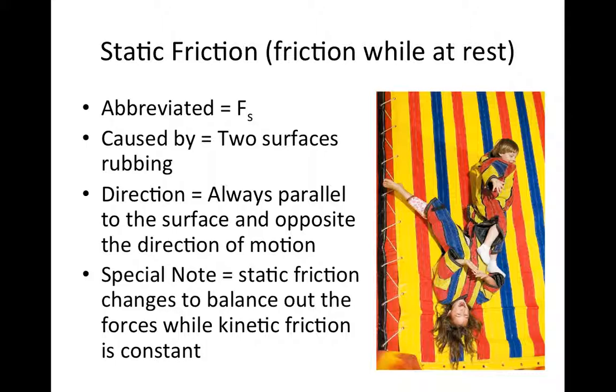The last type is what we call static friction, or friction while at rest. It's abbreviated F sub s, and it's caused by, again, two surfaces rubbing together. The direction is always going to be parallel to the surface and opposite of the direction of motion.